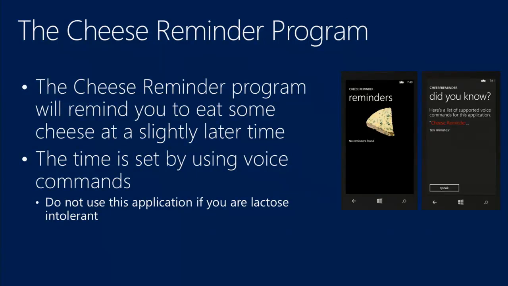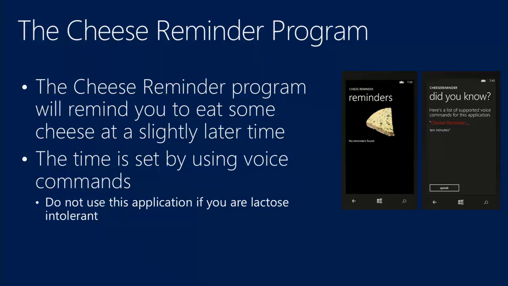So this is what this is. The idea is that you can say to your phone, cheese reminder, 10 minutes, and the phone will set a reminder to go off in 10 minutes to eat some cheese. That's probably, although I do say it myself, a fairly trivial application. But it does show you the power of this stuff. And if you wanted to have a voice reminder thing to do your car parking timer or anything, then this will just do it.